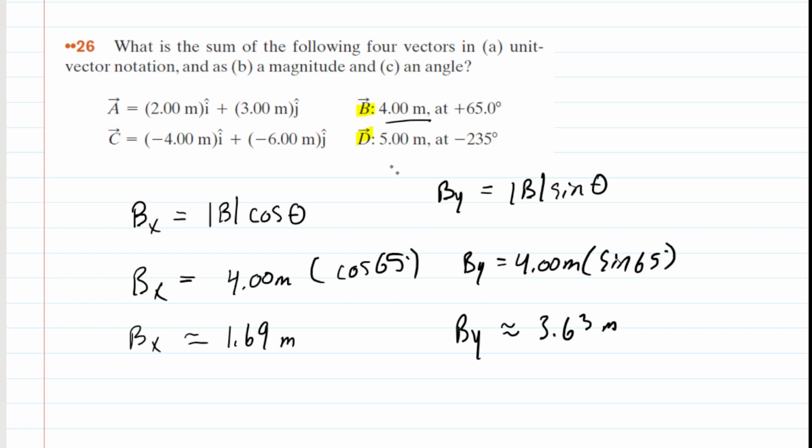So you're going to want to do the same thing for vector D. It's got a negative angle, but that's fine. You still want to proceed in a similar fashion. So go ahead and do that, and for vector D, you should get the following x and y components. For the x, you should get approximately negative 2.87 meters. And then for the y component, you should get approximately 4.10 meters.